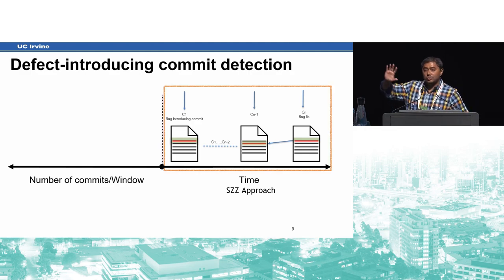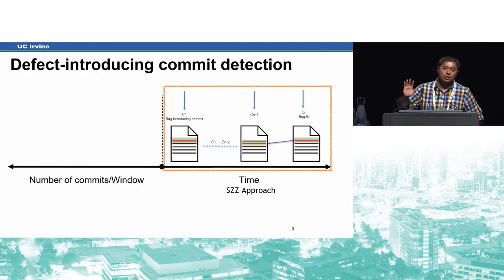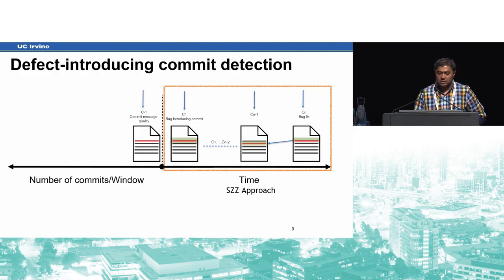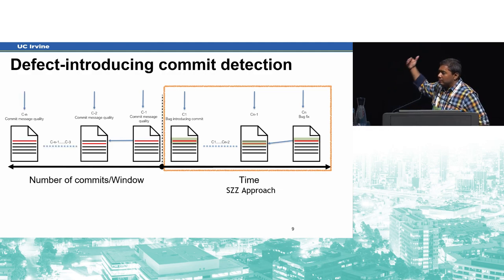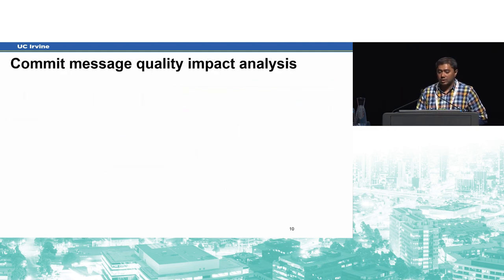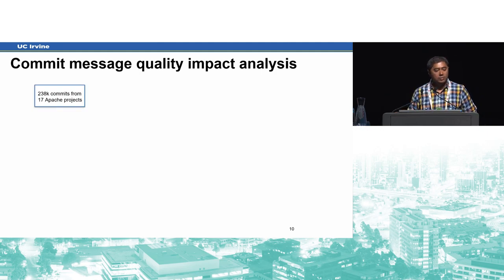Once we had identified the bug-introducing commit, our goal was to look at the preceding commit messages of those bug-introducing commits. So we just kept going back in the history. We took the preceding commit messages and ran the classifier that I just showed you in the previous slide. And we kept doing that for increasing window size. We just kept going back and back. And this is one important point that I'll discuss in the next slide: what was the window length that we went back up to?